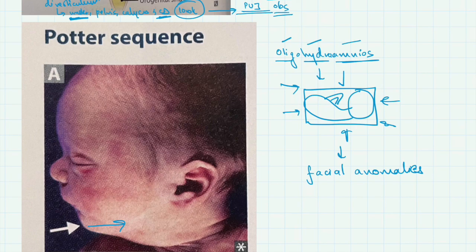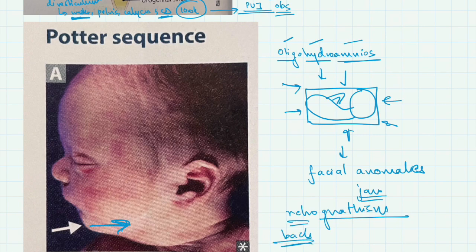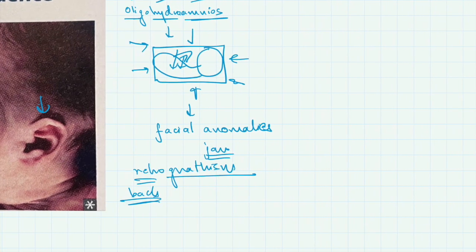Retro means backwards. It is always easier to remember stuff when you break it into two parts. For example, here, retrognathism: gnathos is jaw and retro is back, right? So a backward moving jaw, this is retrognathism. The ears will be low set, right? And since there is compression, the nose will also be flat. There is compression on the chest as well in this case, and the compression of the chest will lead to pulmonary hypoplasia.